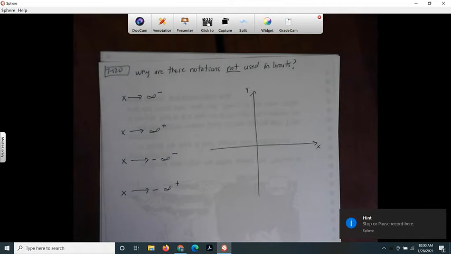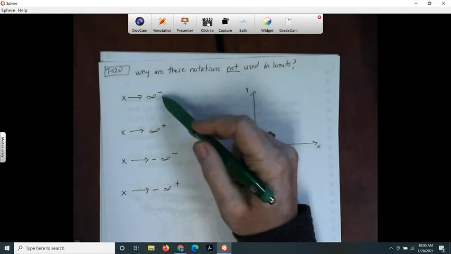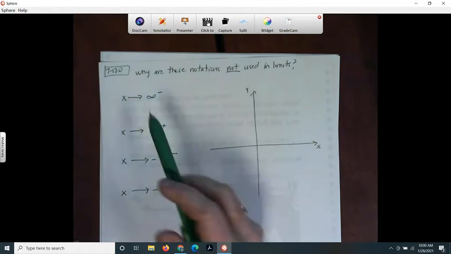Here's pre-calc, it's problem 7-120. It says, why are the following notations not used in limits? And it has all these notations. Like, why wouldn't we take a limit as x approaches infinity from the left?